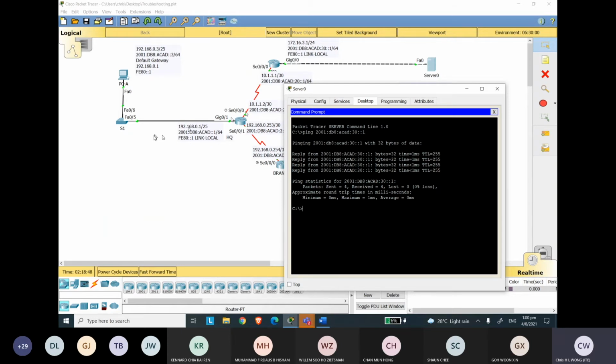Can you see whether you can ping from the web server to PCN now? Now, from here to here, no problem. Here to here, no problem. This one, you already done the static routing, right? No problem. Now we see whether you can ping all the way to the PCA.